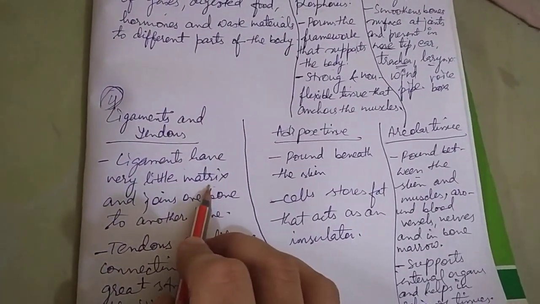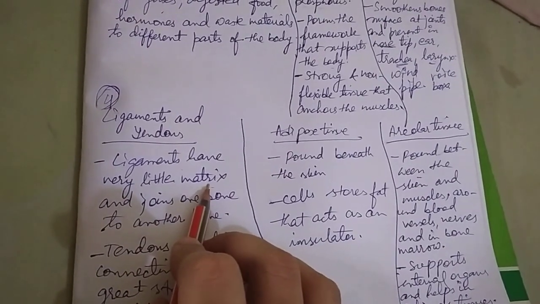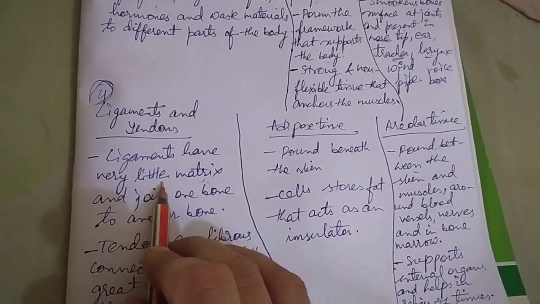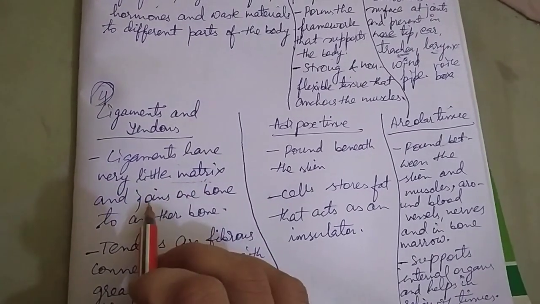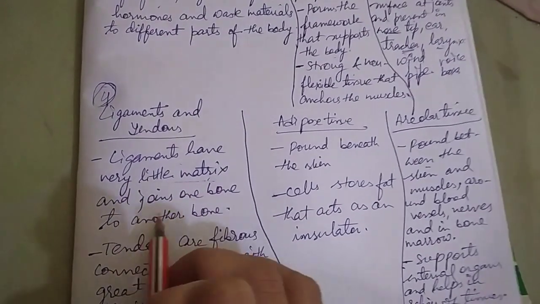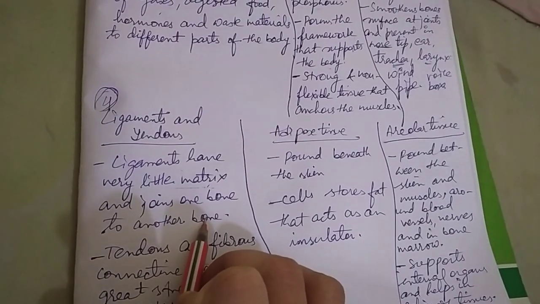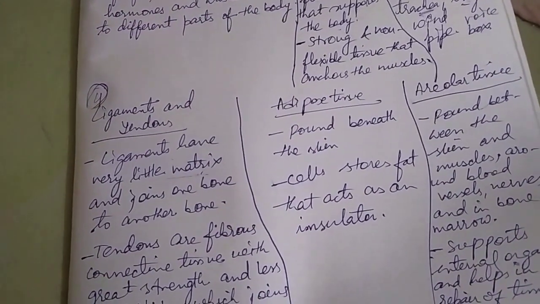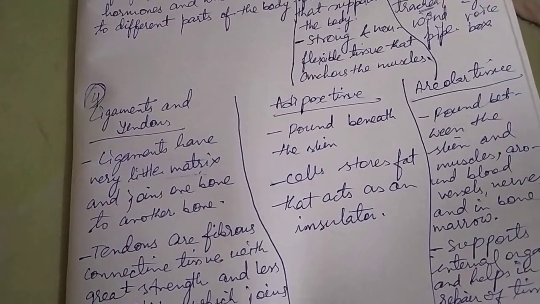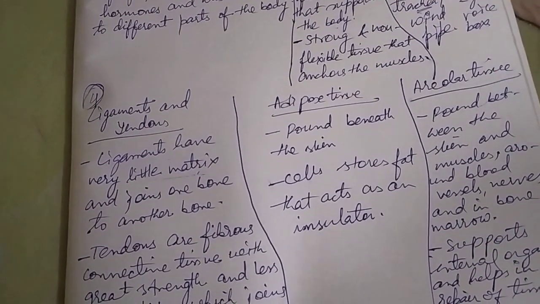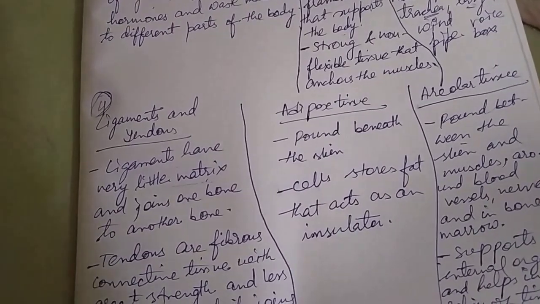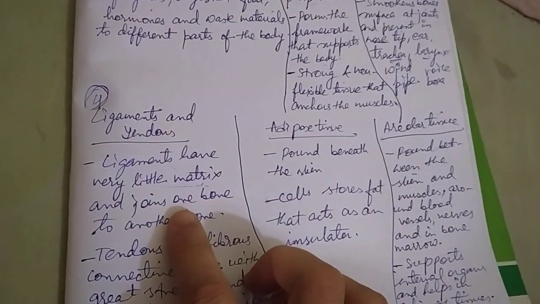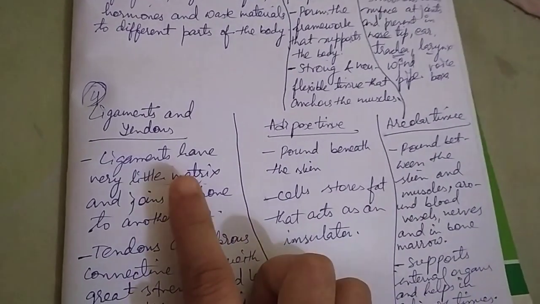I have told you in the previous discussion that matrix may be jelly-like, dense, or it may be little. So they have a very little matrix. And they join one bone to another bone. Isn't it? So in the joints, where one bone is attached to another bone, or wherever two bones are together, those two bones join with the help of ligaments.